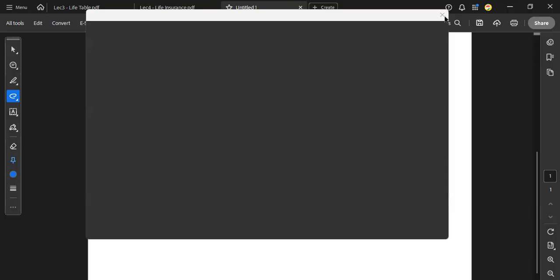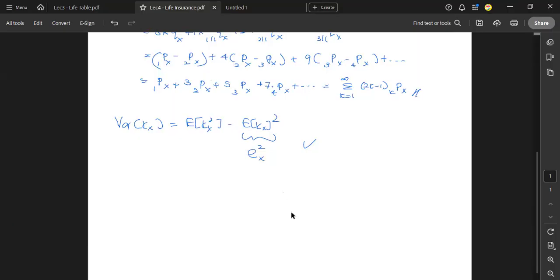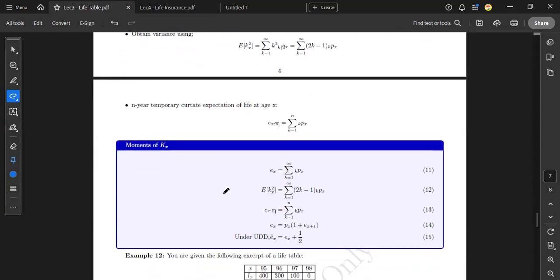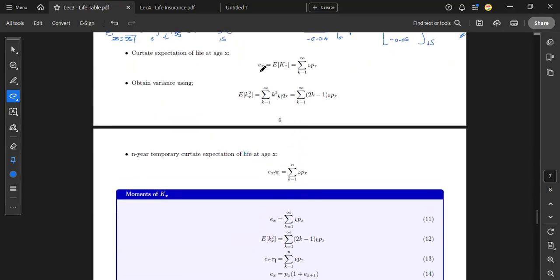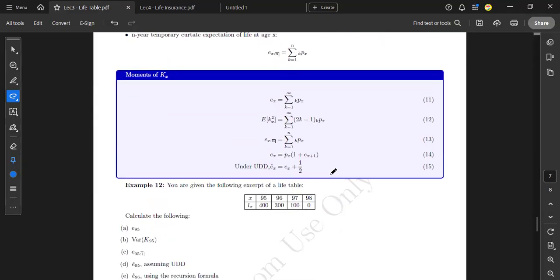And in the same way, we can think of the term for temporary curtate expectation. Now it starts from age x and goes to n years, and we don't have a circle. That means it's a curtate random variable. And for the entire life, it goes from k equal 1 to infinity. But for the temporary life, it goes from k equal 1 to n. So that's the easiest way to derive it.